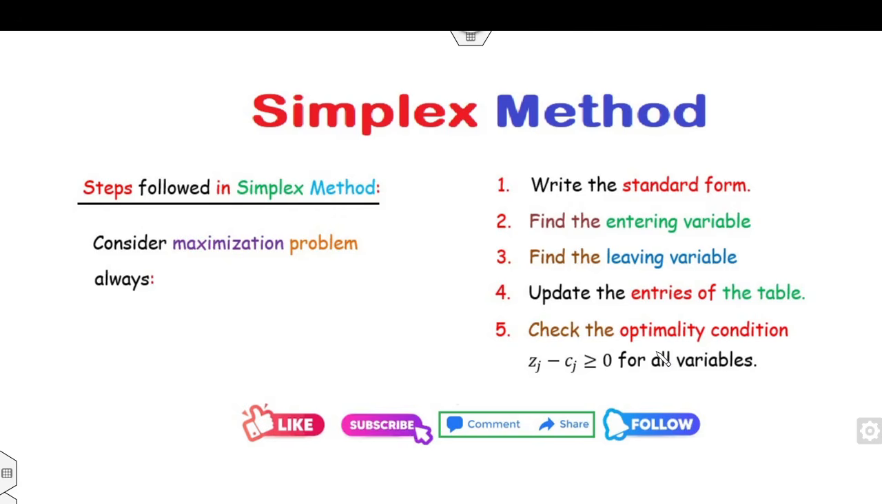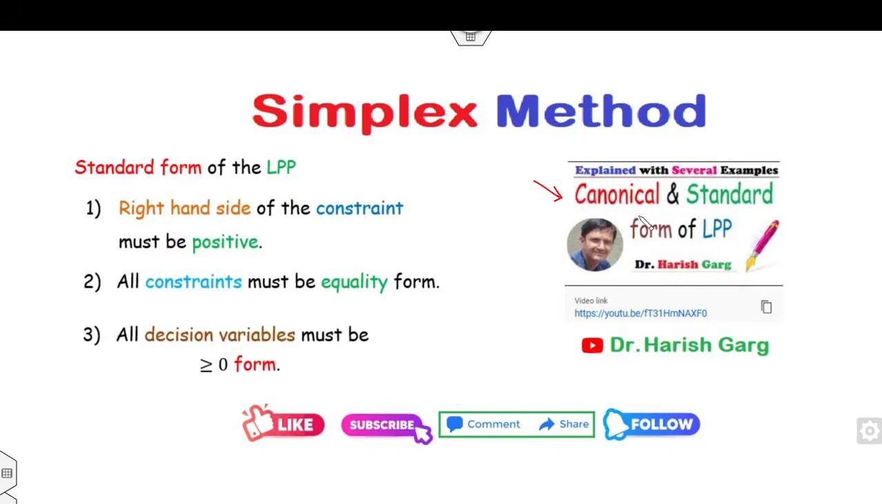So our target is to check all these 5 points. I'm not explaining all these points right now; I will explain them with the help of a numerical example. The first step is the most crucial one, that is how you can write the standard form. For more detail about the standard form, you can watch my lectures. That means the right hand side must be positive, all the constraints are in equality form, you can apply slack or surplus variables, and all the decision variables are greater than or equal to zero.